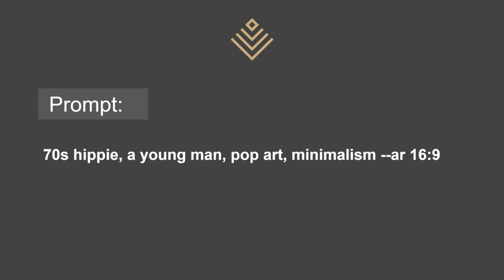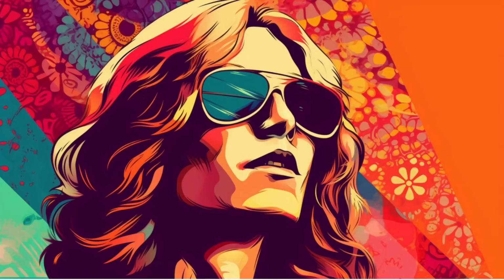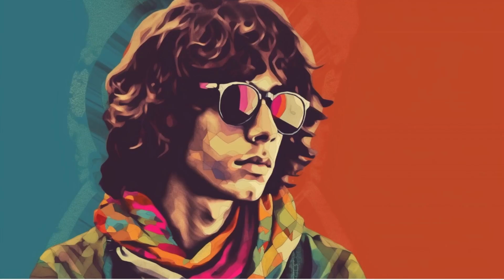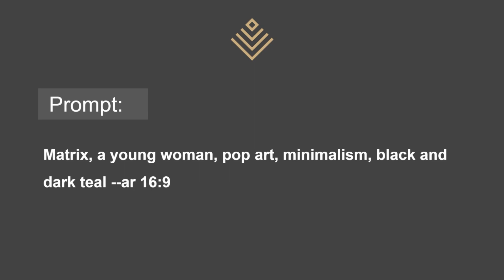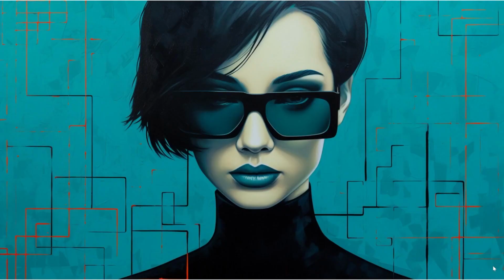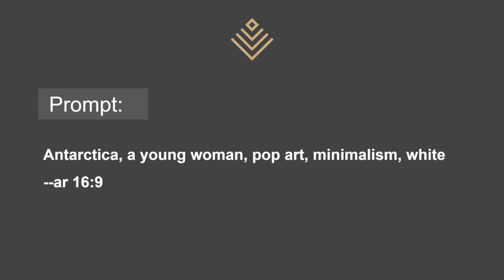70s hippie, a young man, pop art and minimalism. And in this one, I left the colors out. You can mix and match now and start playing with it and seeing what happens. And see which results you like the best. Then Matrix, a young woman, pop art, minimalism, black and dark teal. Here's that one. Threw in an Antarctica.